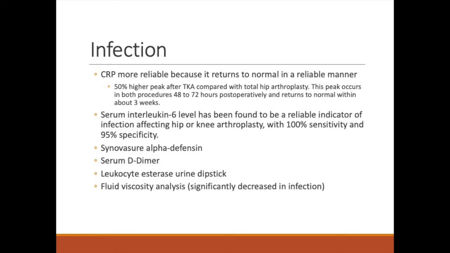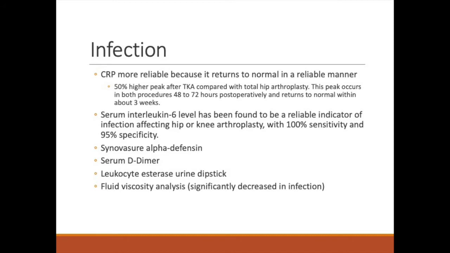Serum IL-6 level has been found to be a reliable indicator of infection affecting hip or knee arthroplasty. Synovasure, or the alpha defensin on aspirate, is very reliable for detecting infection. However, it is also elevated in the presence of a severe rheumatoid flare, so if they have a severe reactive synovitis, this can cloud the picture with the alpha defensin.